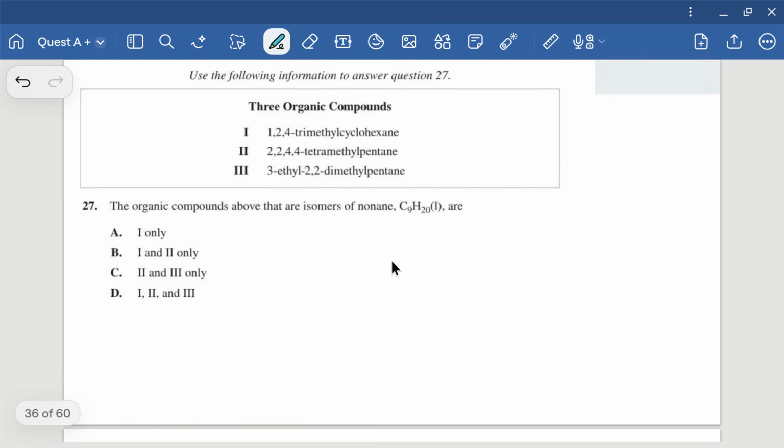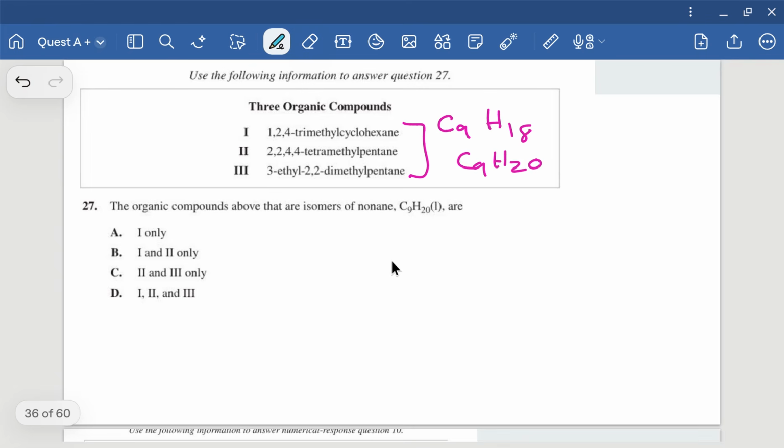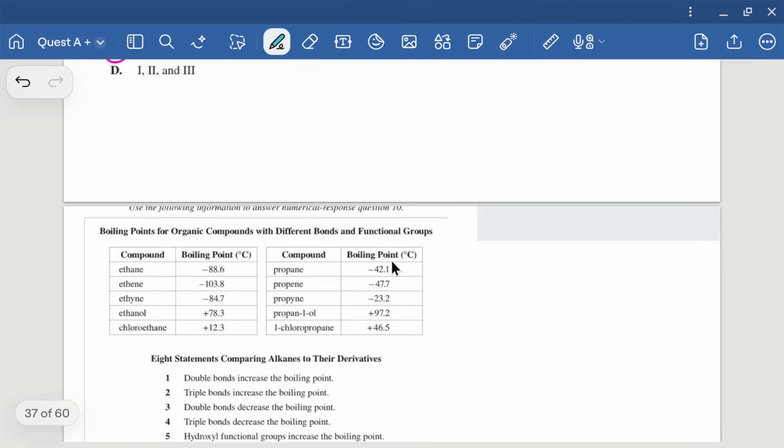Going over here, for the compounds above that are isomers, go through each of these. I would suggest drawing them out and then counting. And we would see that number 1 ends up being C9H18, so it doesn't work. Number 2 is C9H20, and number 3 is C9H20. So I just have quick line diagrams to show that. I'm looking here that my answer is 2 and 3, so it's C.